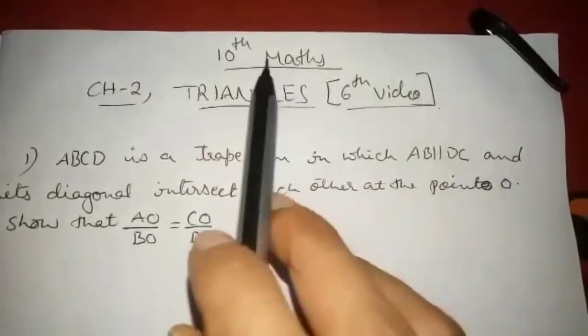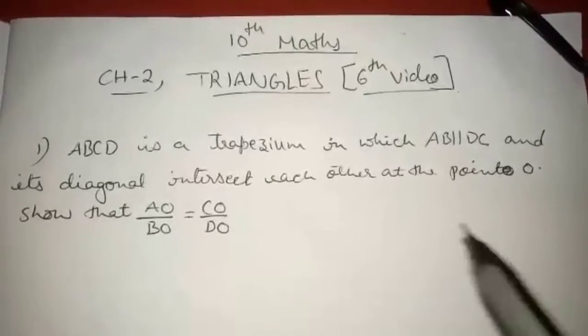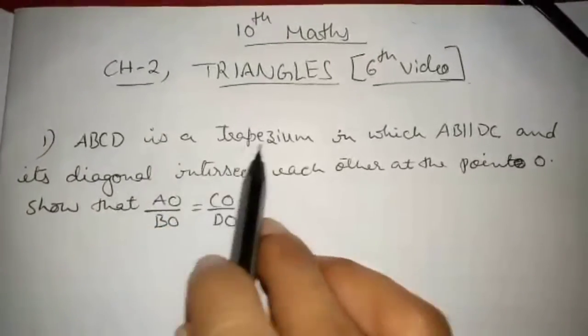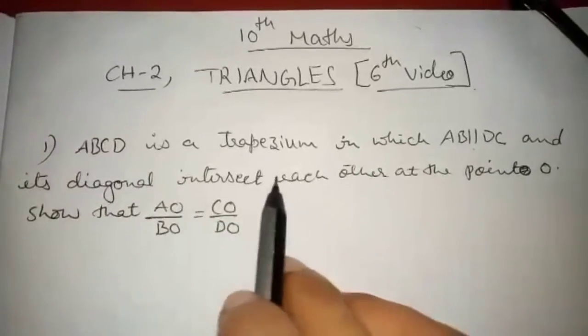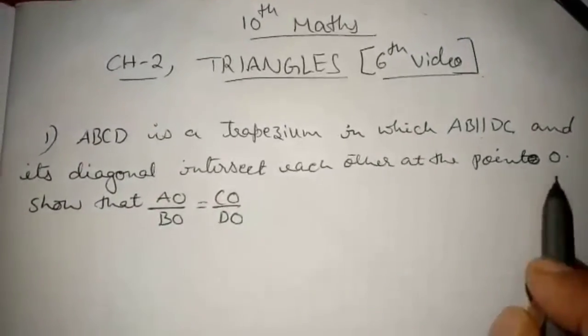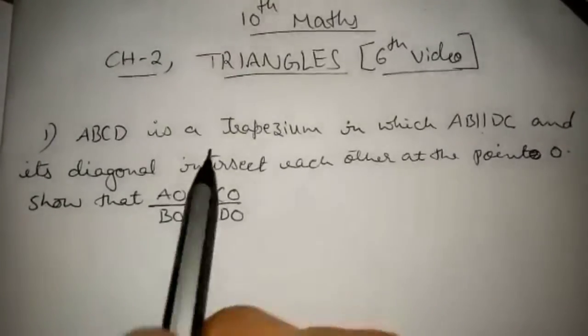Morning students, today I'm going to teach 10th math, second chapter, Triangles, a continuation of the previous video. So first question: ABCD is a trapezium in which AB is parallel to DC and its diagonals intersect each other at the point O. Show that AO by BO is equal to CO by DO.